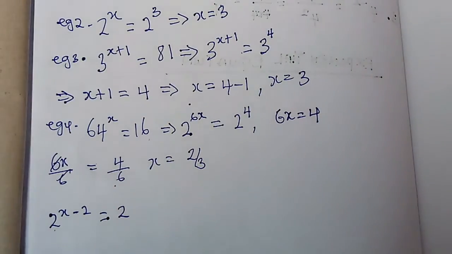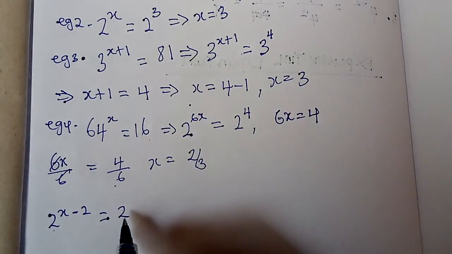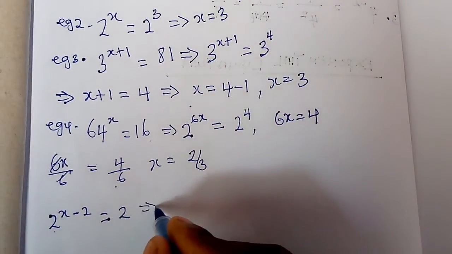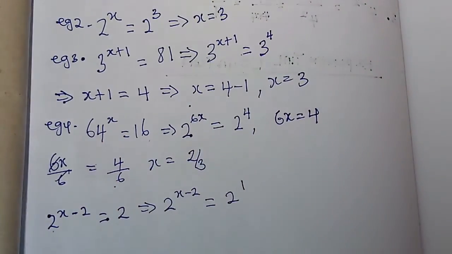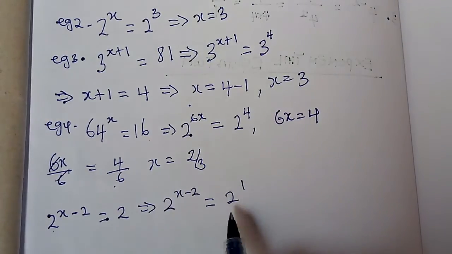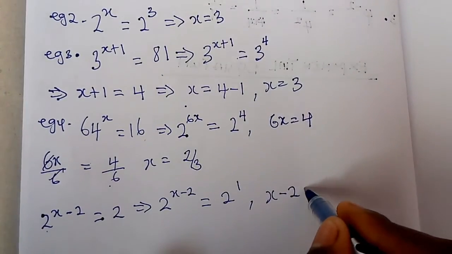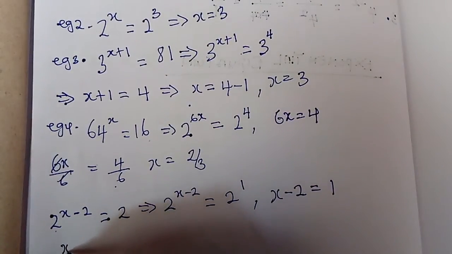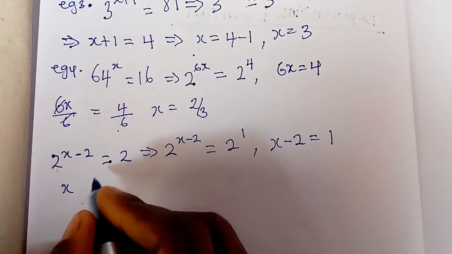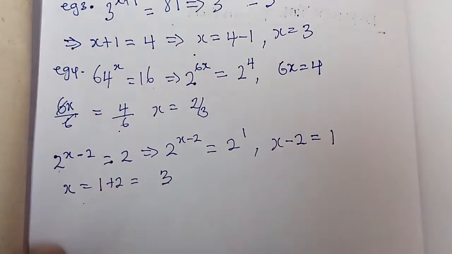Here, as I said earlier, when you have a number without an exponent, we assume the exponent to be 1. So we can write this as 2 raised to power x minus 2 is equal to 2 raised to power 1. We can see that the bases are the same, 2 is here and 2 is here, so we equate the exponents. We say x minus 2 is equal to 1, and then we can solve for x. So x is now equal to 1 plus 2, which gives us 3.